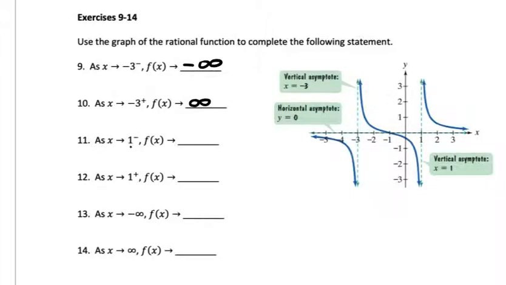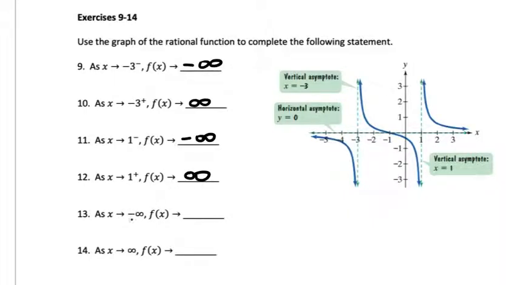As x approaches 1 from the left, so we find 1 on the left-hand side, the graph has a downward pointing arrow, so it's approaching negative infinity. As x approaches 1 from the right, so on the right-hand side of positive 1, the graph has an upward pointing arrow here, so it's approaching positive infinity.